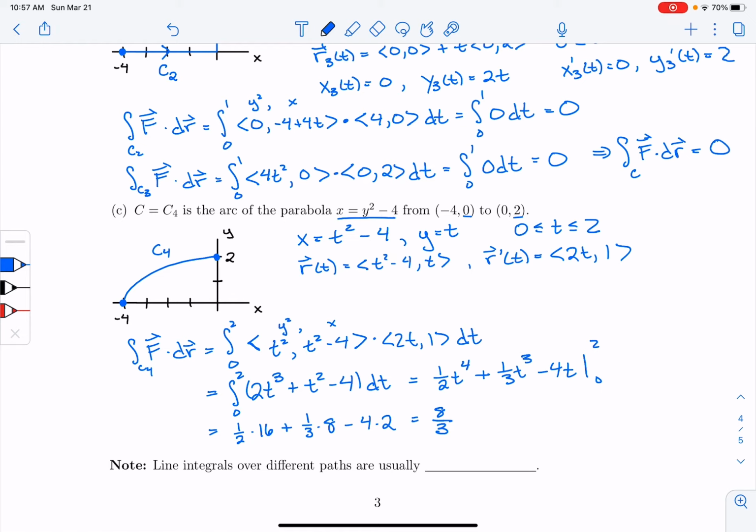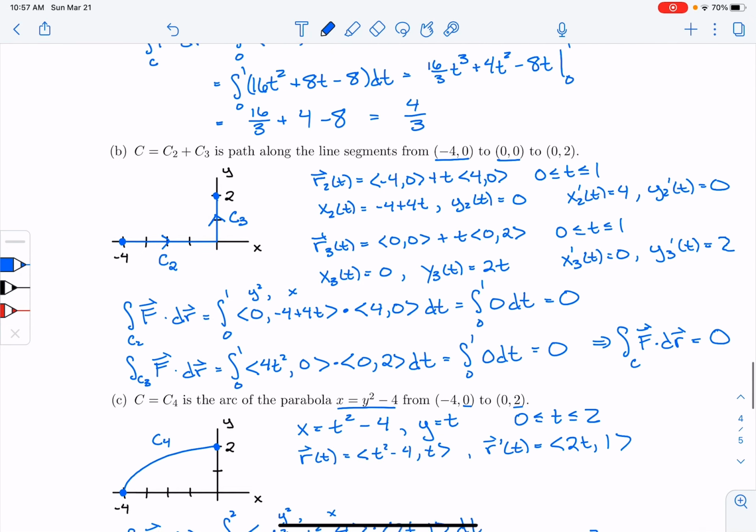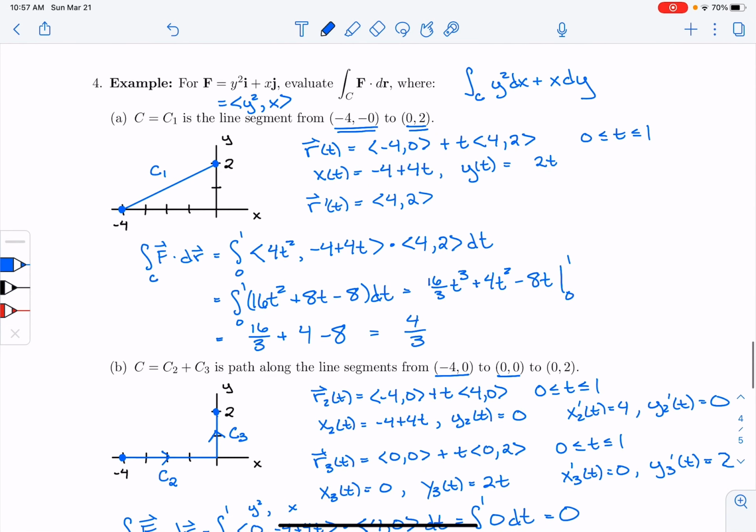So something I want you to notice is that we moved a particle from the point negative 4, 0 to the point 0, 2, but along a straight line segment, we had work of 4 thirds.